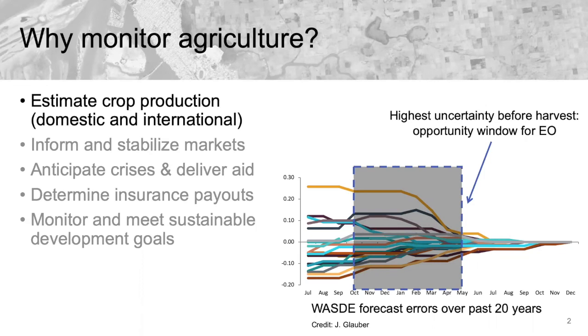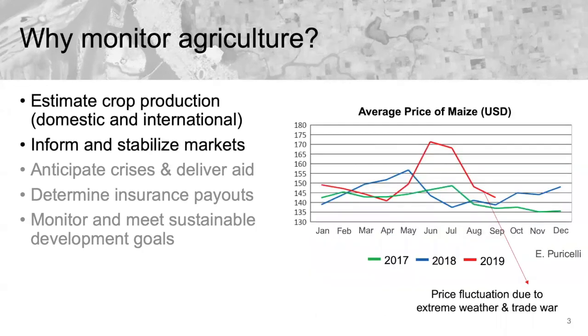And so this is where we can help resolve some of those errors using remote sensing. Another reason is that we want to be able to inform and stabilize markets, such as commodities markets, that are trading based on what we predict will be production for these different crops during the season. So this example shows the average price of corn in the US during this last highly variable growing season, where we see compared to other years, 2019 in red was quite variable.